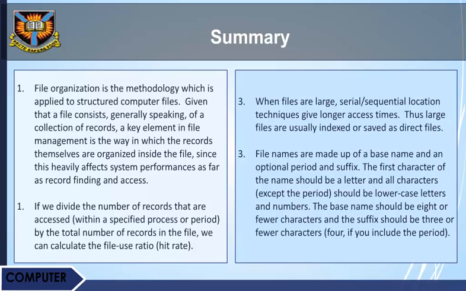4. File names are made up of a base name and an optional period and suffix. The first character of the name should be a letter, and all characters except the period should be lowercase letters and numbers. The base name should be 8 or fewer characters, and the suffix should be 3 or fewer characters, 4 if you include the period.